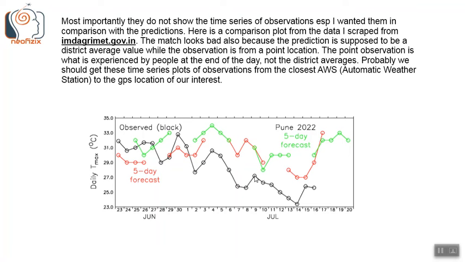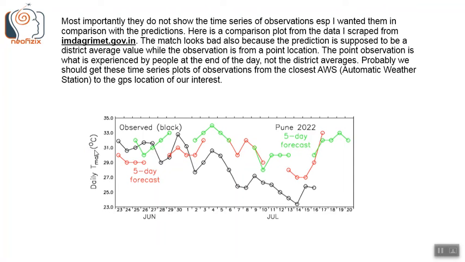And the match looks bad also because the prediction is supposed to be a district averaged value, while the observation is from a point location. The point observation is what is experienced by the people at the end of the day, not the district averages. Also, probably we should get these time series plots in real time, these observations from the closest AWS, that is the automatic weather station, to the GPS location of our interest. So whenever we want to look at the weather right now, the real-time weather, we should get data from the closest AWS stations or whatever these weather stations they have closest to us.